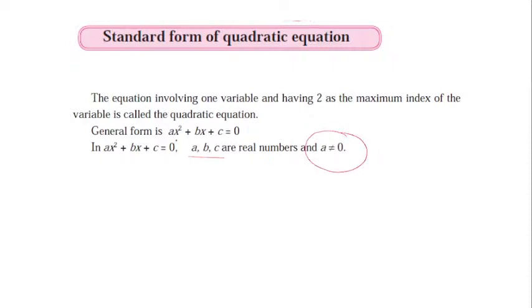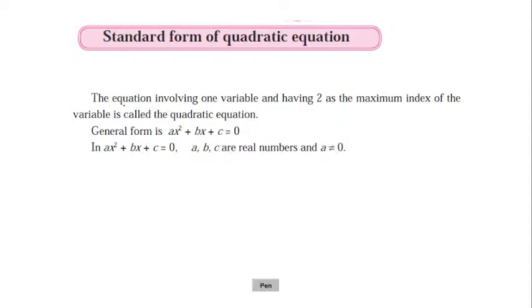Otherwise, if a is equal to 0, then the term a into x square becomes 0, and we would have the equation bx plus c is equal to 0. In that case it would not be a quadratic equation because its maximum index would not be 2 but 1, so it is called a linear equation. So the condition is that a must not be equal to 0. Then it is called a quadratic equation.